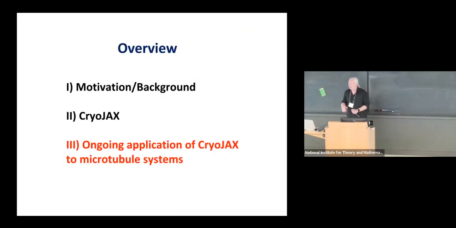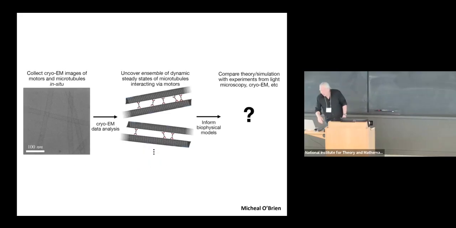And now what Michael is doing is trying to apply this to understand microtubule systems. And this is very much a work in progress. And so I'll just give you a taste of what he's doing and kind of where he's going. All right, so the basic idea is that one will have cryo-EM images of motors and microtubules in situ. This could be in vitro, this could be in cells.